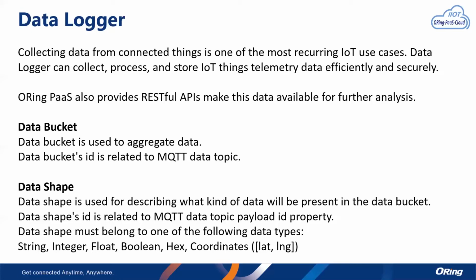Now to explain the rule, the data logger is based on data bucket and data shape. Data bucket is used to aggregate the data. So the data bucket ID is related to the MQTT data topic. If the device is publishing data, it should always publish it to the data bucket's ID. And data shape is inside the data bucket and is used for describing what kind of data will be present in the data bucket. So data shape ID is related to the MQTT data topic payload ID property. Data shape must belong to one of the following data types: string, integer, float, Boolean, hex, or maybe coordinates from GPS.